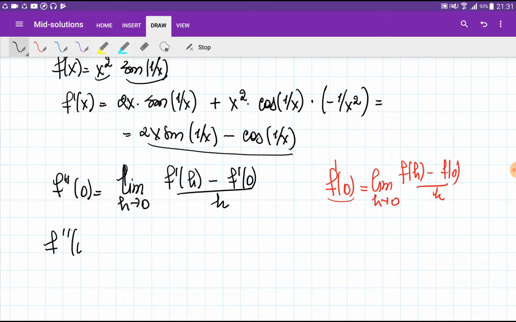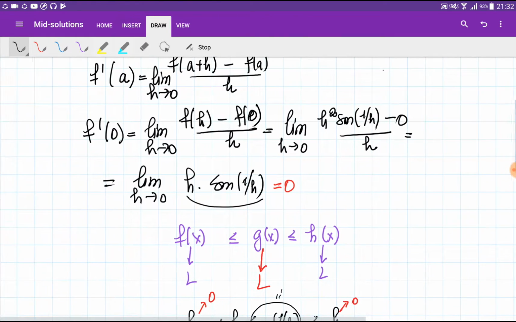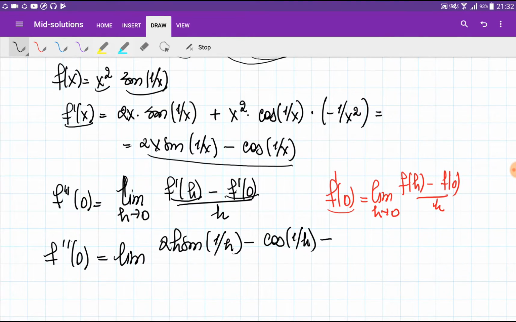So f double prime at the point 0 is equal to the limit of, sorry, I need to substitute h now. h sine of 1 over h minus cosine of 1 over h, because I'm finding f prime of h, right? Here, f prime of x is equal to this one, so f prime of h will be the same function where instead of x, I just put h. Minus, we figured out f prime of 0 previously, so f prime of 0 is equal to 0. So minus 0, divided by h.